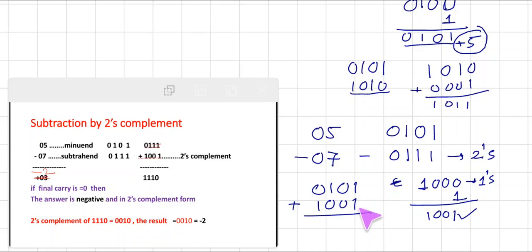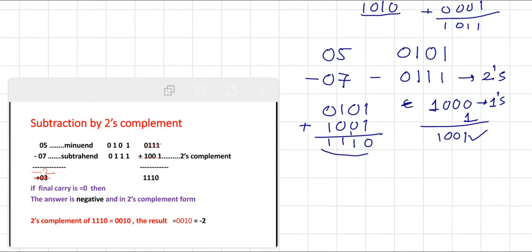So what result do we get by addition? 1 plus 1, 2, that is 0. Here it is 1. Again here it is 1. 1 plus 0, 1, and this is 1. So we have got this number. Now what about the carry? Carry is 0. If the final carry is 0, then the answer is negative, and it is in 2's complement form. So this is the answer, but you should know this is not the direct answer. It is in 2's complement form.